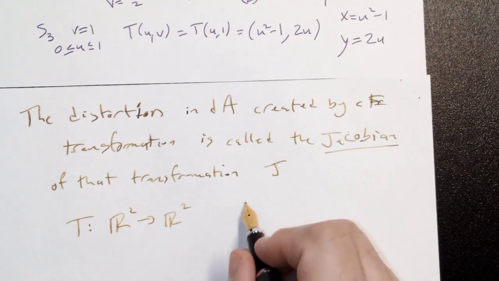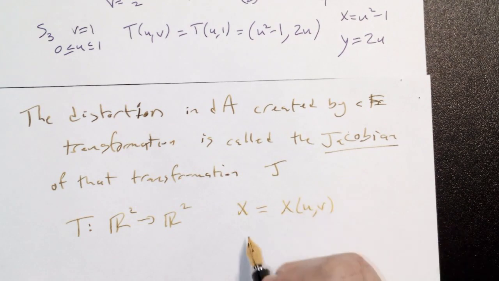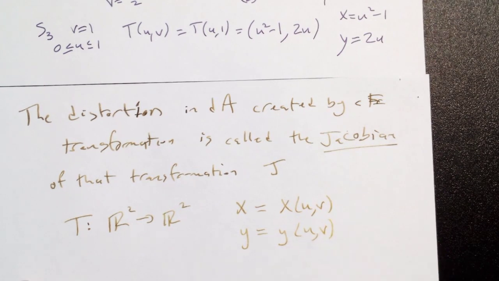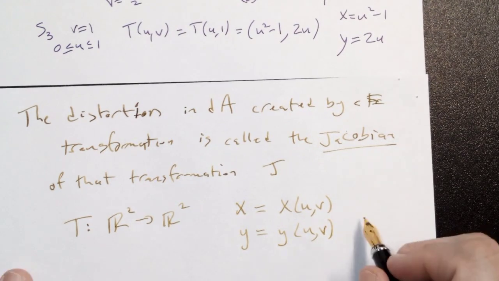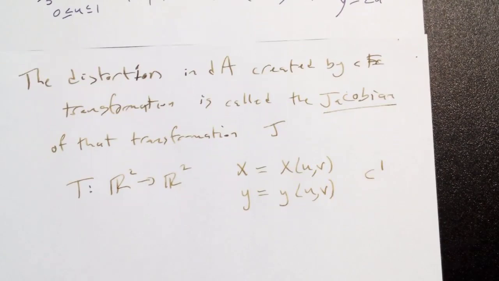And if I write x is some function of u and v, and y is some function of u and v, and those are continuous, a C1 transformation, then the Jacobian measures the change in the area.